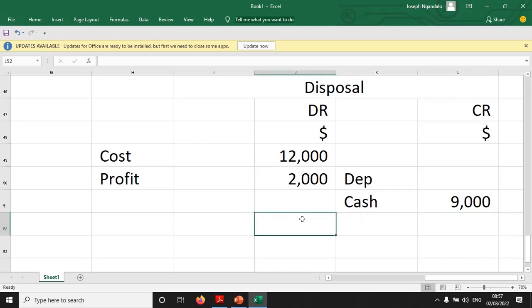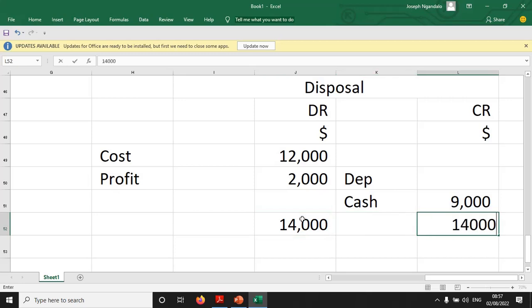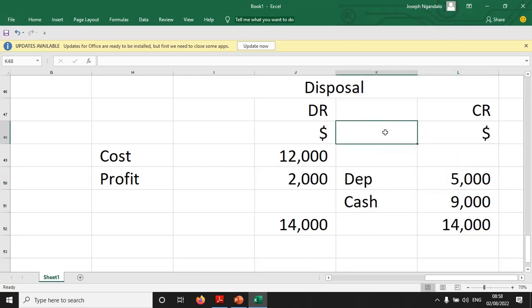What's the sum of 12 plus 2? 14,000, right? Also here 14,000. So what is 14,000 minus 9? 5, right? Yes. So that's what you have there. Okay? So, please complete the work. It's the difference between 14 and 9. We are simply balancing the account, right? What is 14 minus 9? It's a 5, right?